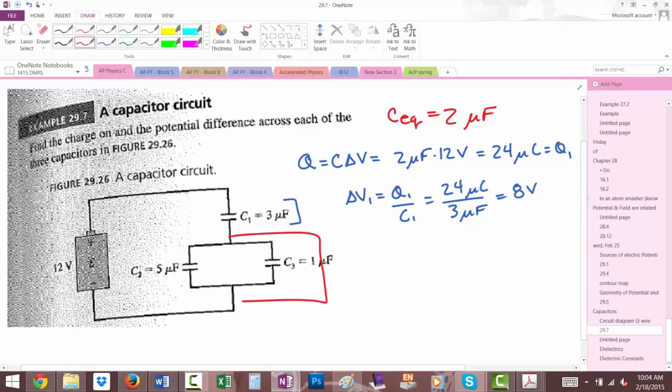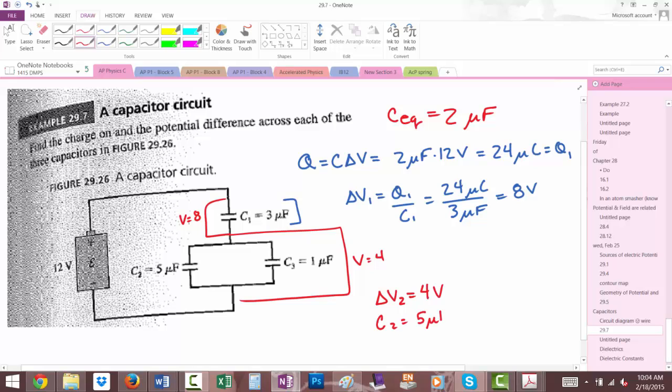4. So this has a voltage of 8, so that means this one has to have a voltage of 4. So delta V for 2 equals 4 volts. And you know C for 2 is 5 microfarads. So Q for number 2 is going to be 5 microfarads times 4 volts, which gives you 20 microcoulombs.